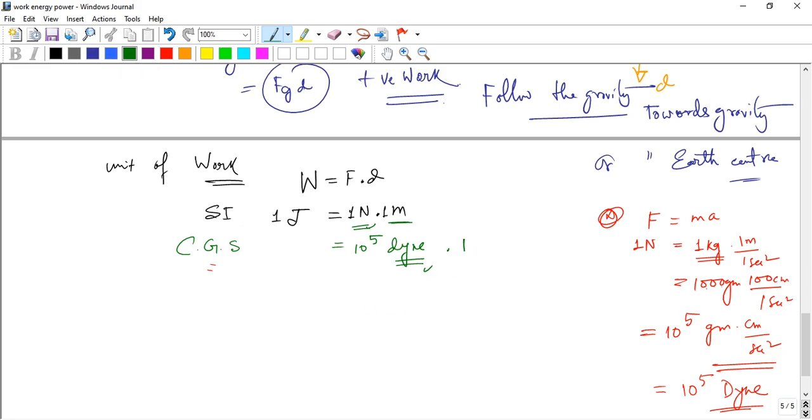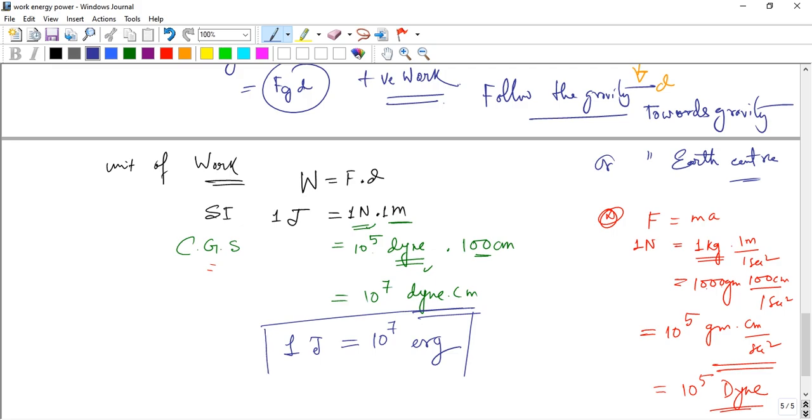And 1 meter is also equal to 100 centimeter. So finally we get 10 to the power 5 times 10 to the power 2, that is 10 to the power 7 dyne centimeter. Another name for dyne centimeter is erg. So 1 joule equals 10 to the power 7 erg. This is the relation between the SI and CGS units of work. Very easy concept.